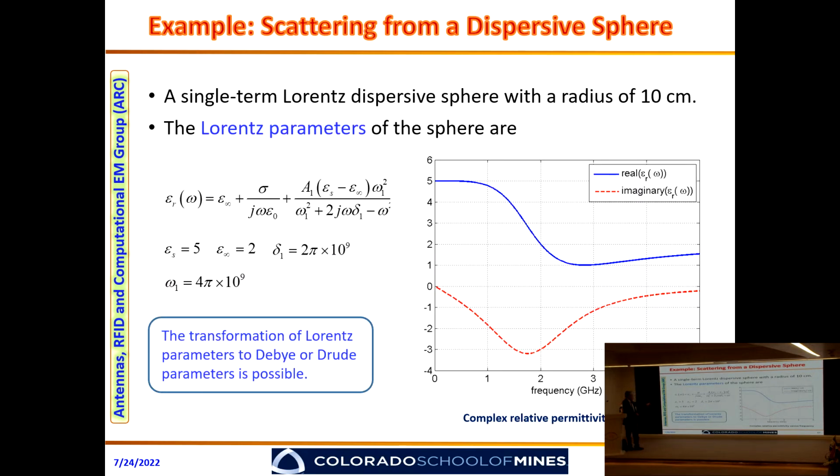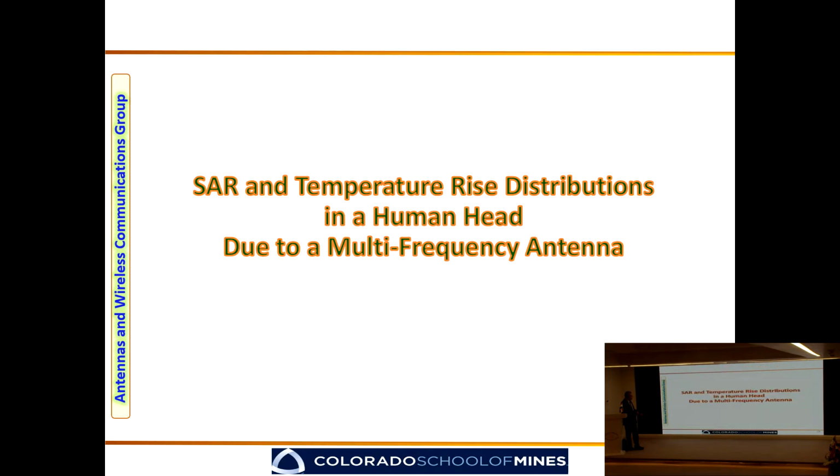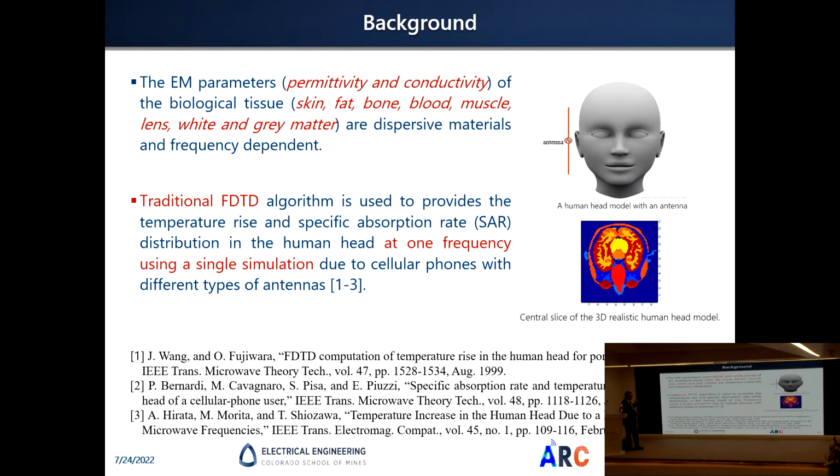I showed you this slide for an example of permittivity variations and the verification with the dispersive sphere. So we looked at this now. Let's look at a situation where we have a dipole antenna. Now we are using dispersive analysis and this human model. In this simulation, we used skin, fat, bone, blood, muscle, lens, and white and gray matter.